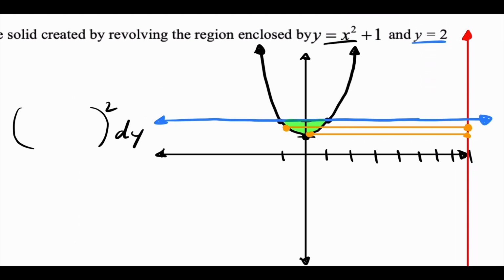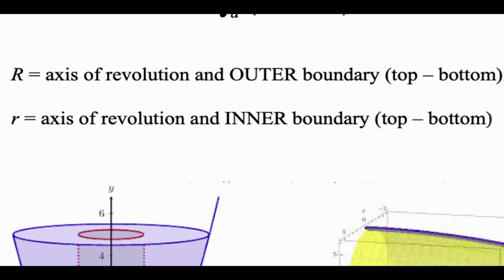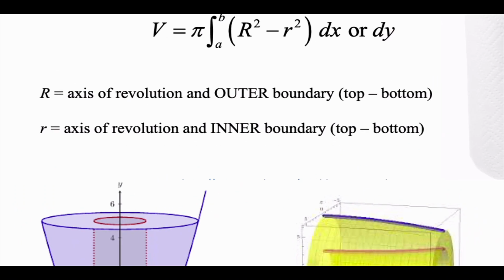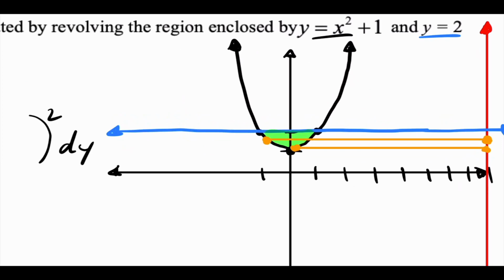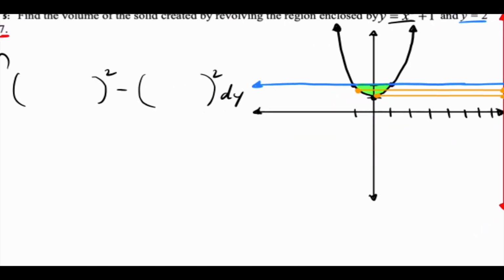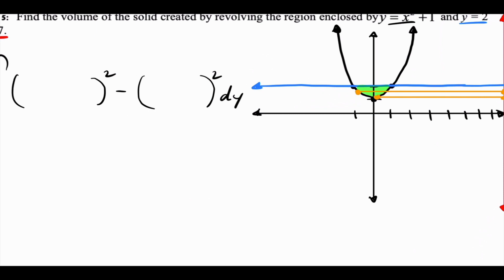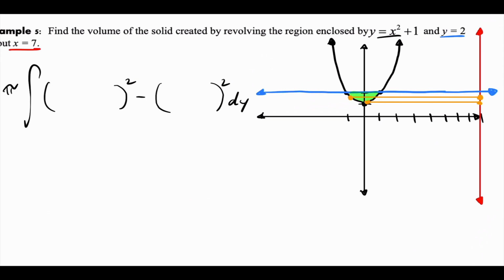Okay. So before, we went top minus bottom, right? But we can't do top minus bottom now. So we're going to have to do what we did in the last set of notes, which was right minus left. Okay? So let's go back to this guy. Okay, big R is always going to be the longer segment.